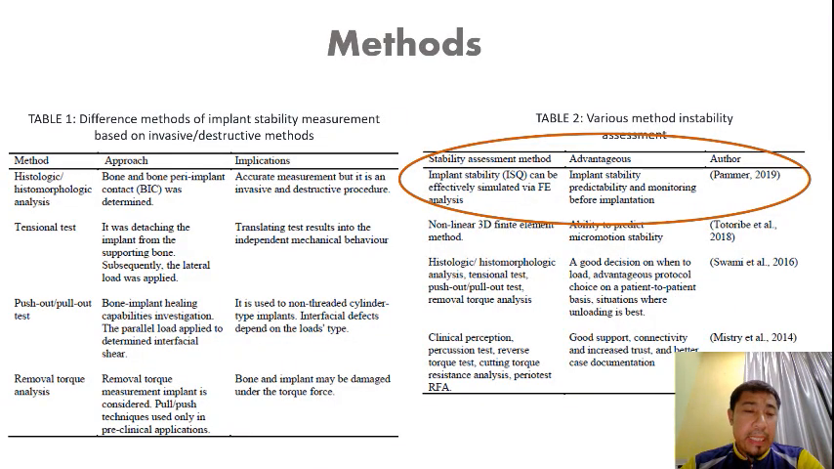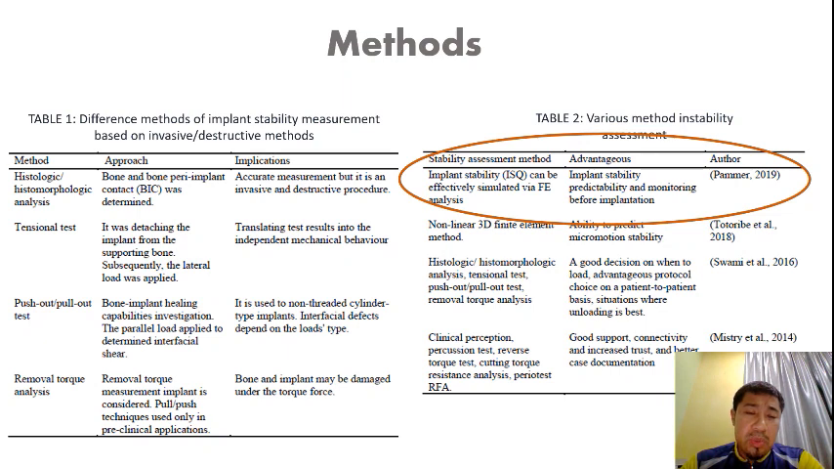Look at table 1. We can see 4 invasive or destructive methods being used just to measure the implant stability. Taking the example of the torsional test, it means that there will be direct contact with the patient, as well as the pull-out test, and maybe the surgeon needs to do a kind of minor surgery just to check the implant stability.